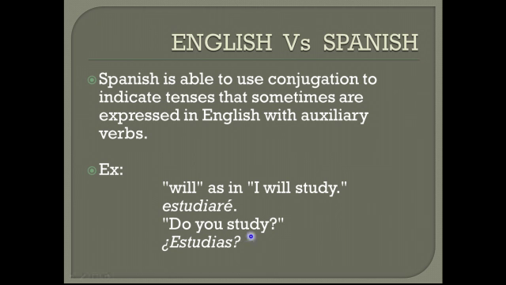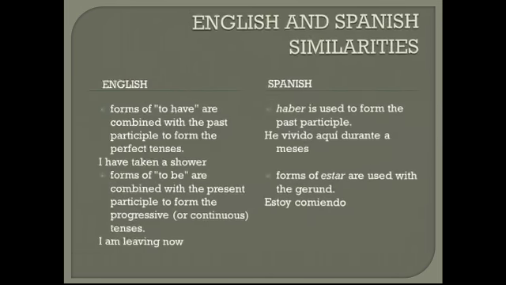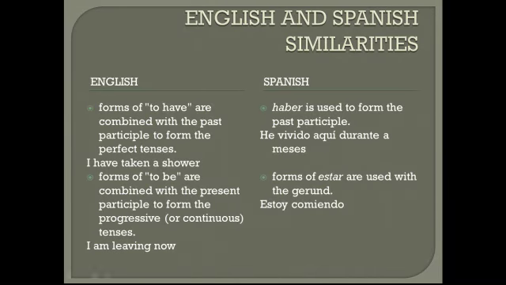English also uses the auxiliary verb do to form many questions, as in do you study? Such an auxiliary isn't needed in Spanish, in which the case would be estudias. Two very common English auxiliaries have equivalents in Spanish. In English, forms of to have are combined with the past participle to form the perfect tenses. For example, I've taken a shower. In Spanish, a verb is used: he vivido aquí durante meses.